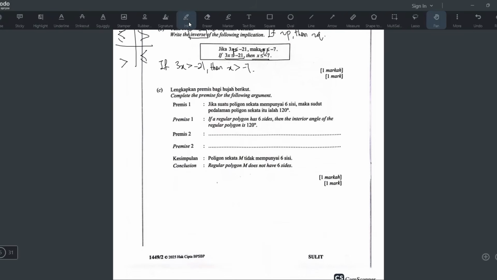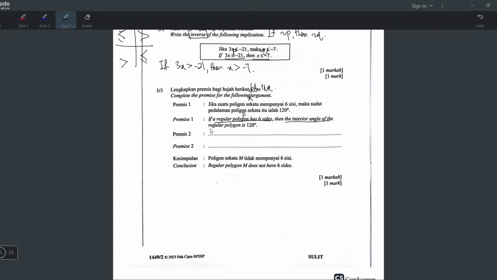Okay. All right. Soalan C, complete the premise for the following argument. To be more specific, is a deductive argument. Yeah, deductive argument. Okay. Deductive argument means the premise one will give you a general, and then the rest is the specific. Then it's called deductive. So this one, it says if a regular polygon has 6 sides, so this is definitely the P, then the interior angle of the polygon is 120. And then the premise 2, they never give. And then conclusion, the regular polygon does not have 6 sides.